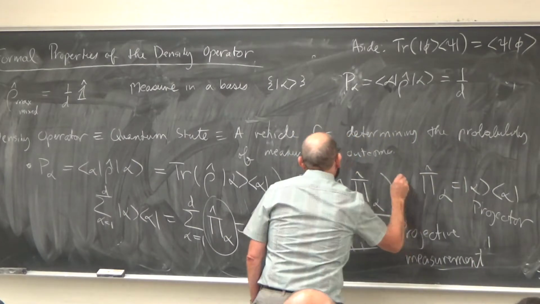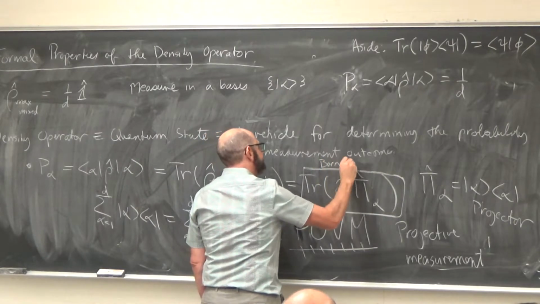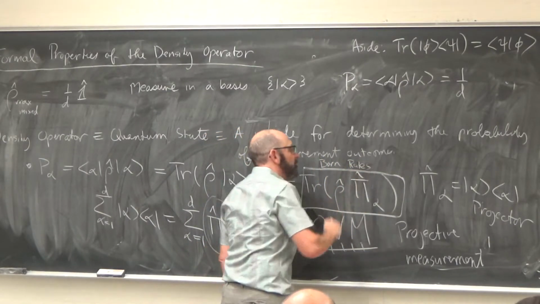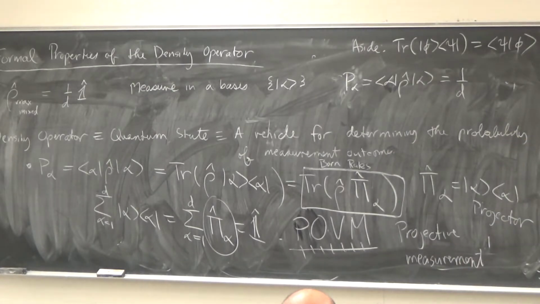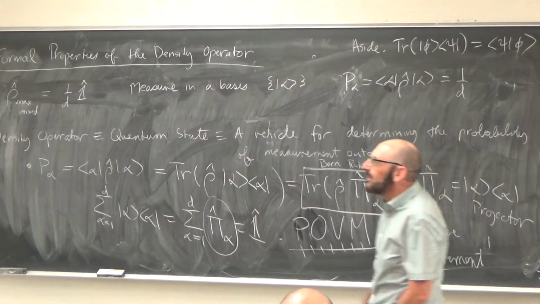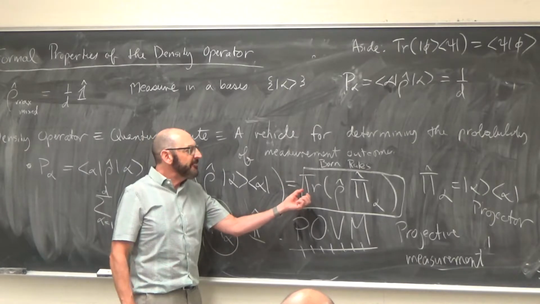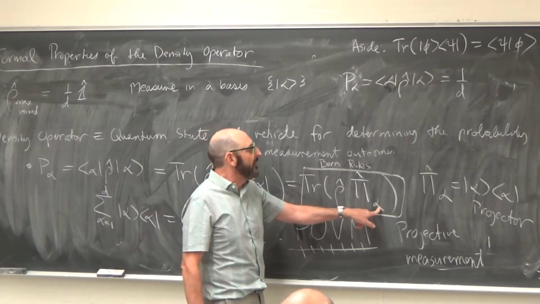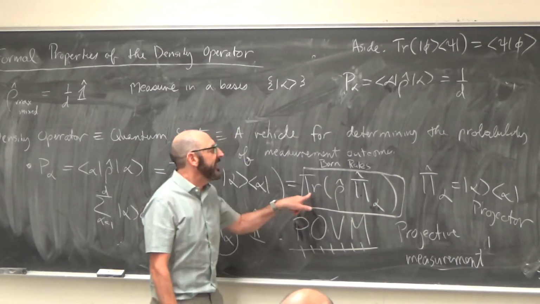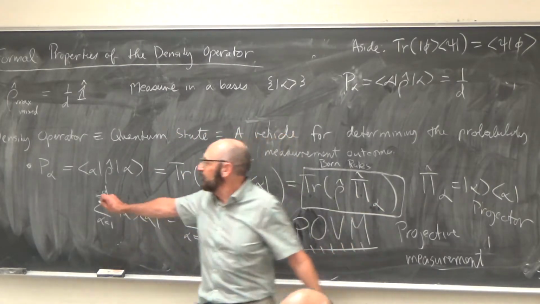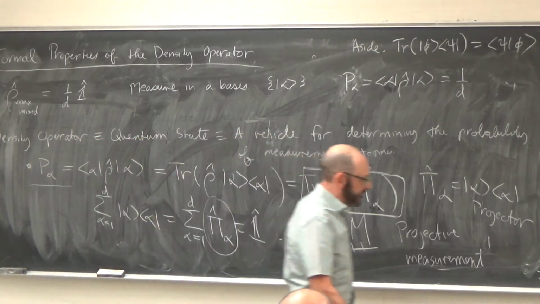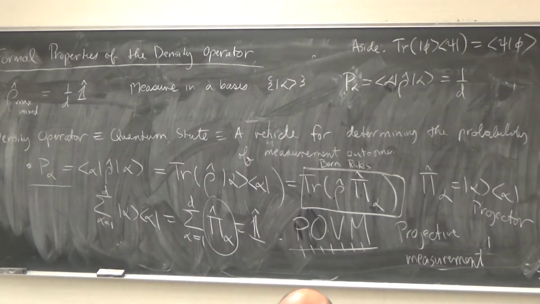But this is the Born law. It's the moral equivalent of psi star psi, which gives you the probability density for finding an electron in a cloud. This is a fancier way of saying the same thing. So to find the probability of a measurement outcome, to each measurement outcome I assign an element of a POVM, and I take the trace of rho with the POVM element, and that gives me the probability. That's the rule. Now, why do we call this a POVM? What's the point of that? We'll talk about that.